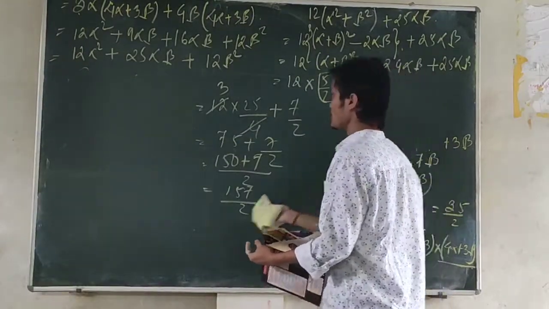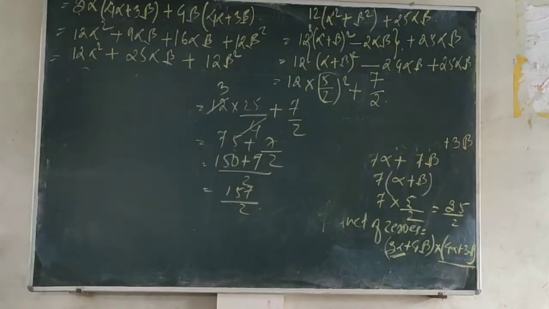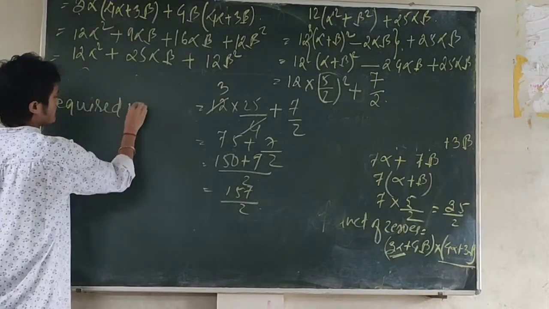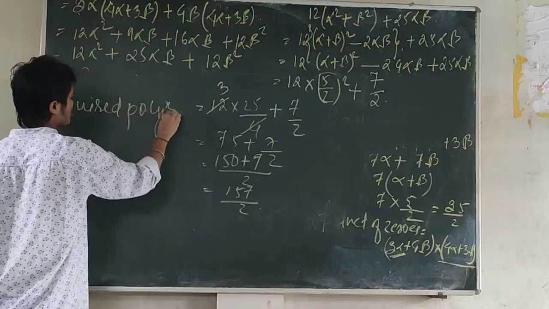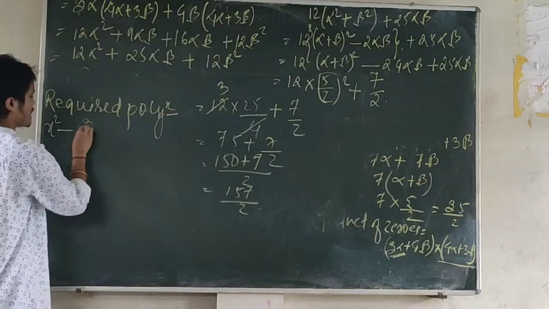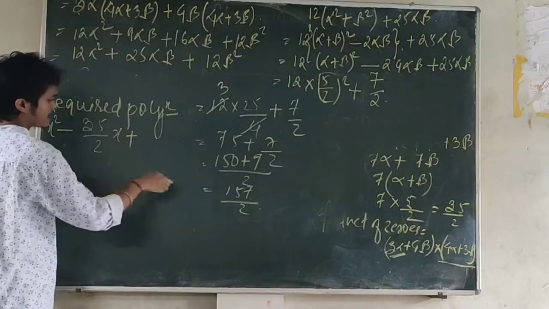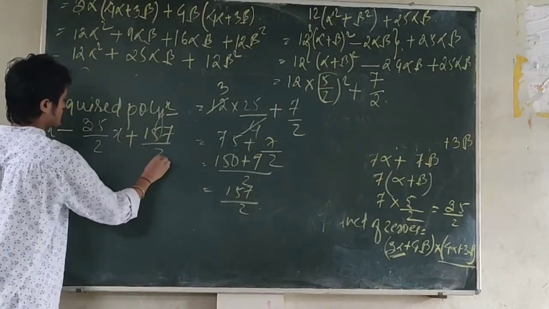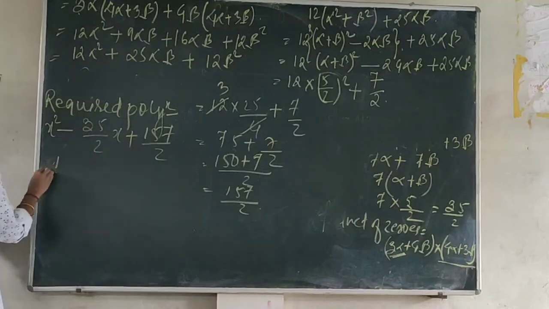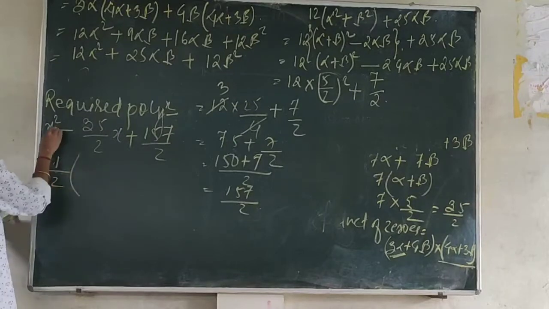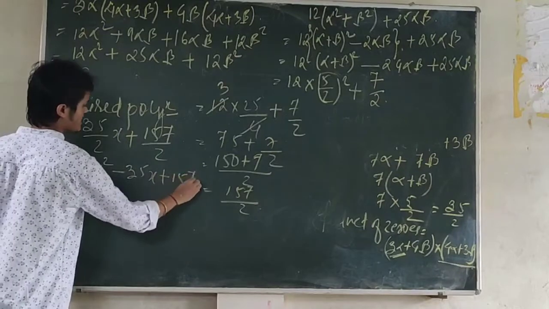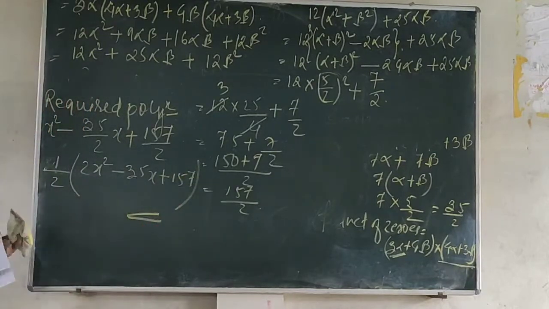Now we got the zeros, we got the sum also, we got the product also. Now we will find the required polynomial. What is the formula of the required polynomial? That is x squared minus (sum of zeros) into x plus product of zeros. The sum of zeros is 35 by 2, and the product of zeros is 157 by 2. If we take 2 common, since 2 is in the denominator, then what do we get? 2x squared minus 35x plus 157. That's all. Practice well.